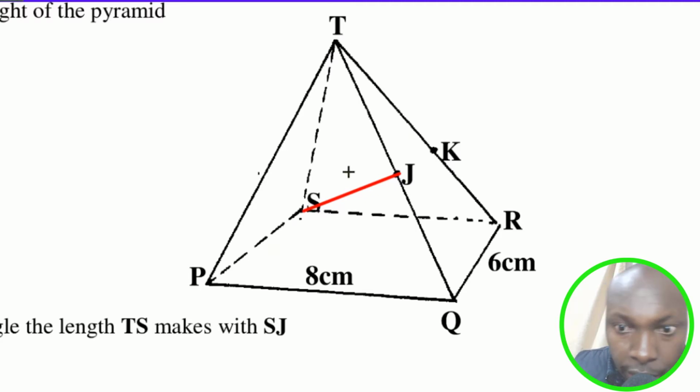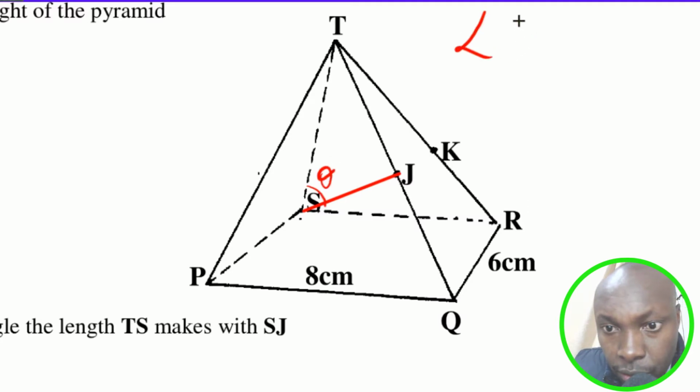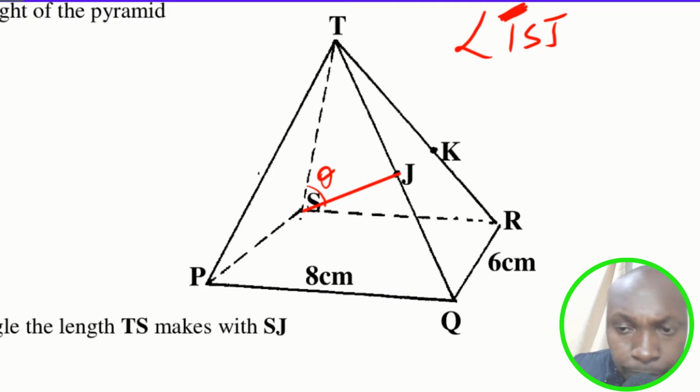So the required angle is the angle between the two sides, which is angle TSJ. TSJ is the angle that you require. Now for us to get this angle easily, look at the lines that you have there and their measurement. The only line that we have the measurement given is TJ. TJ is half of TQ, so you can get that. Then TS is also 13, that is a slant height.